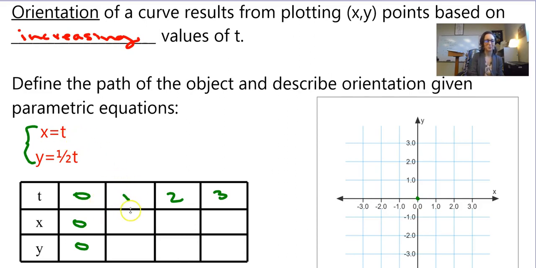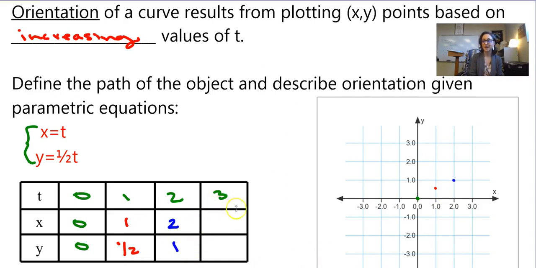All right, now let's plug in 1 for t. So when t is 1, x is 1. And when t is 1, y is 1/2. So now I'm going to go plot the point 1, comma 1/2, right about there. All right, now let's let t be 2. So when t is 2, x is 2 and y is 1. So I'm going to plot the point 2, comma 1.